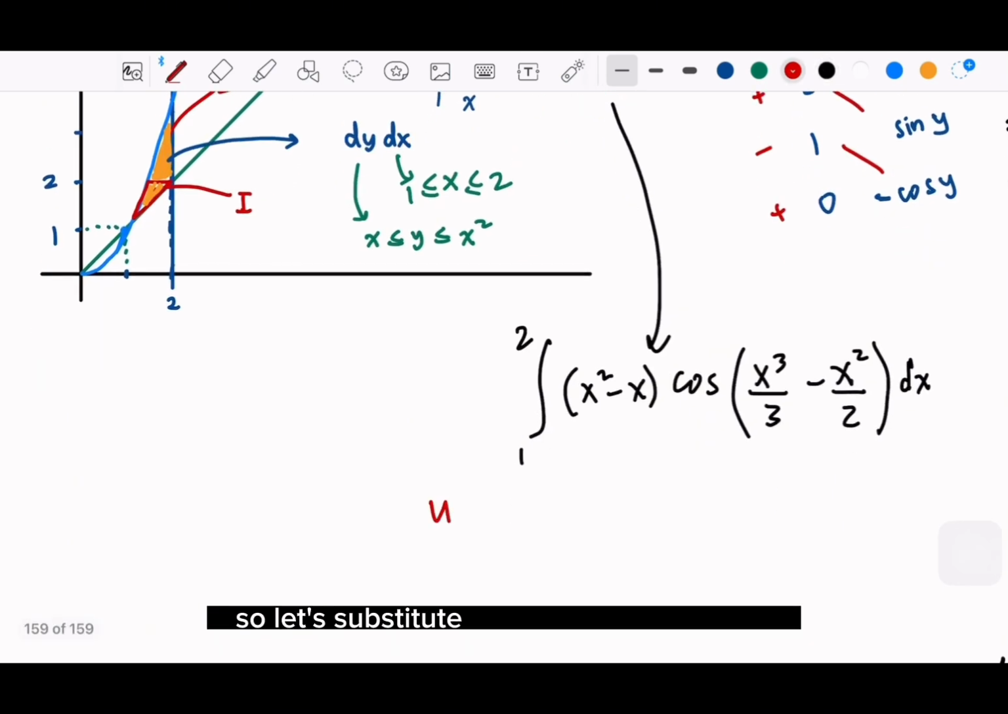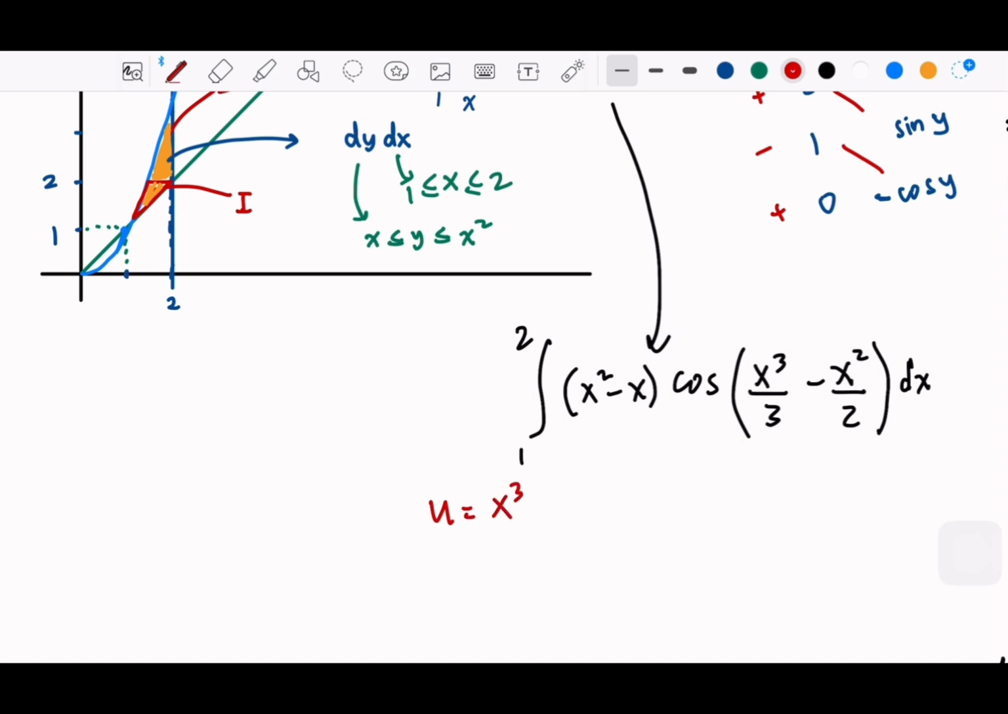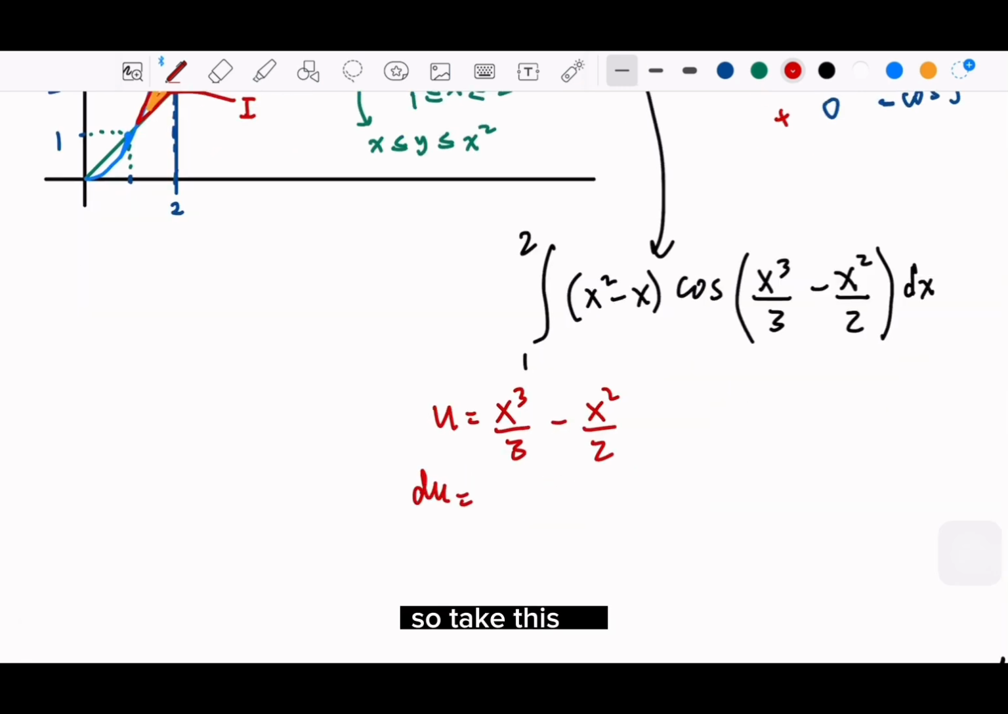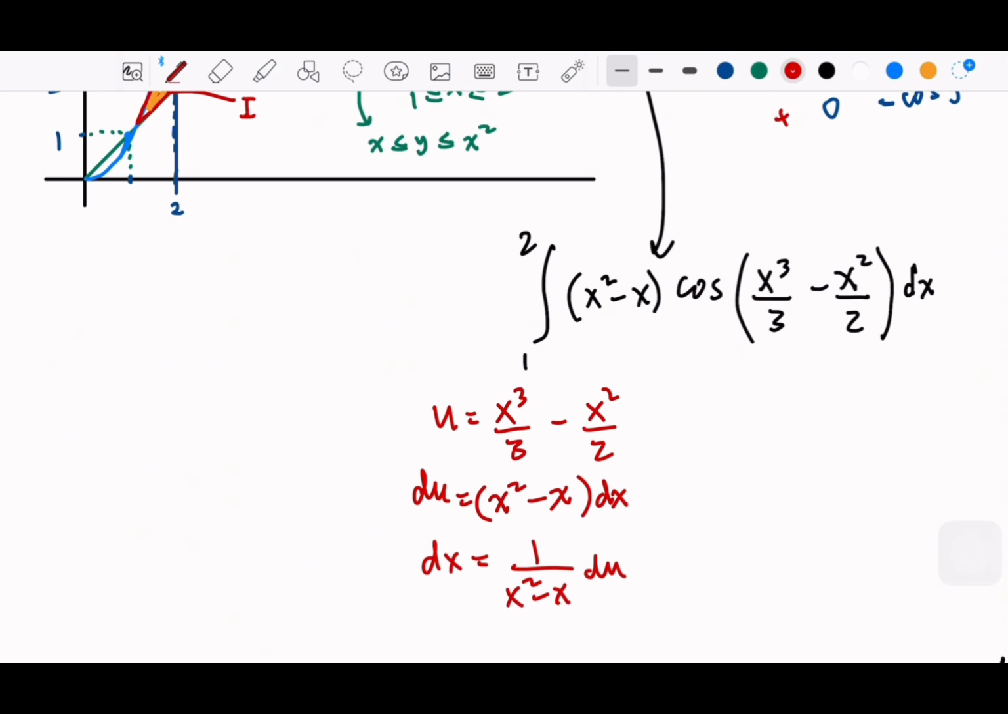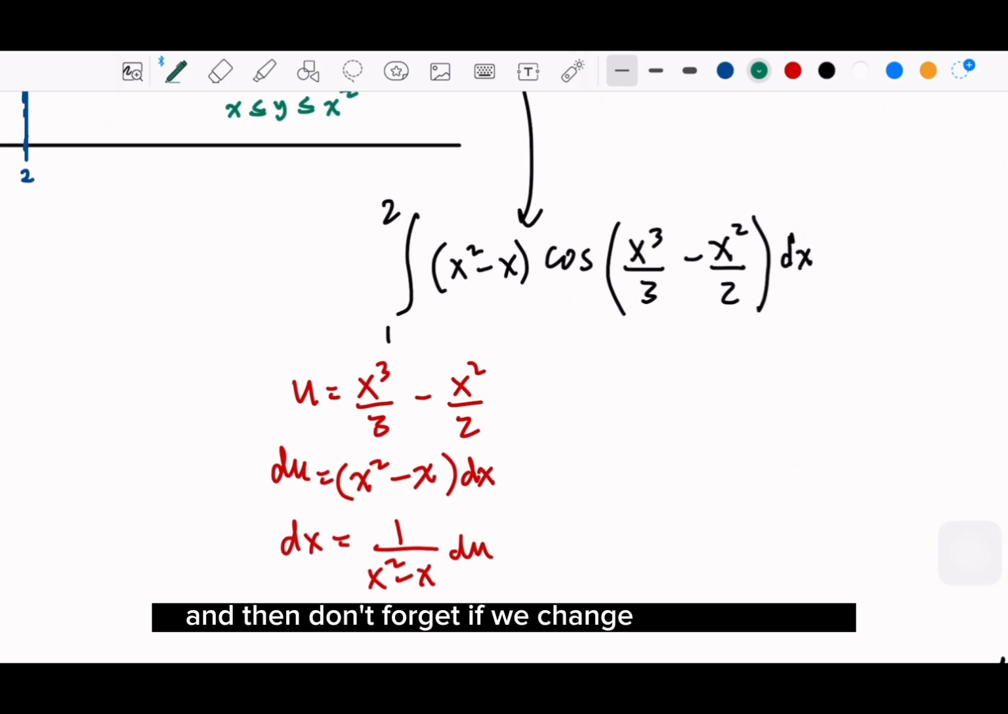So let's substitute the inside of the cosine. So take this as that, right? And so we could exchange the x as 1 over x squared minus x du. So we could cancel now, right? And then don't forget, if we change the x into u, then all the endpoints also, we need to do that as well. So when x equals 1, u will be 1 over 3 minus 1 over 2.